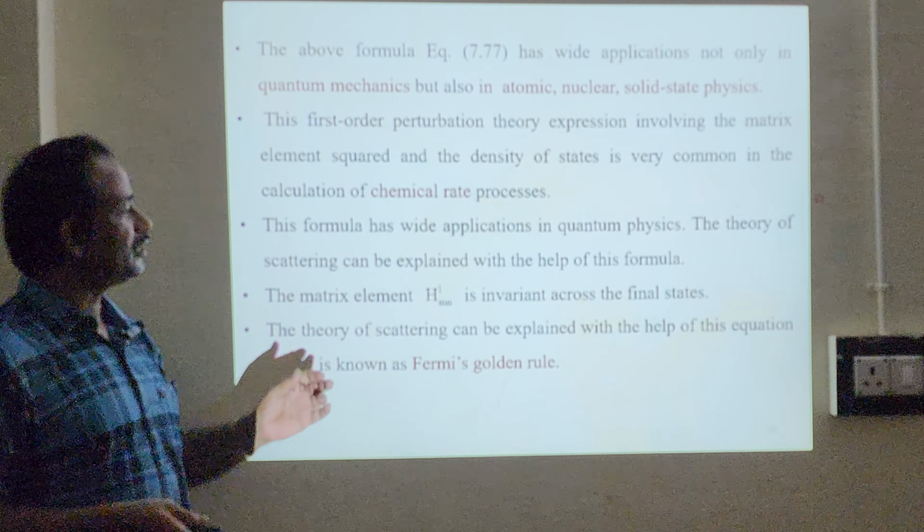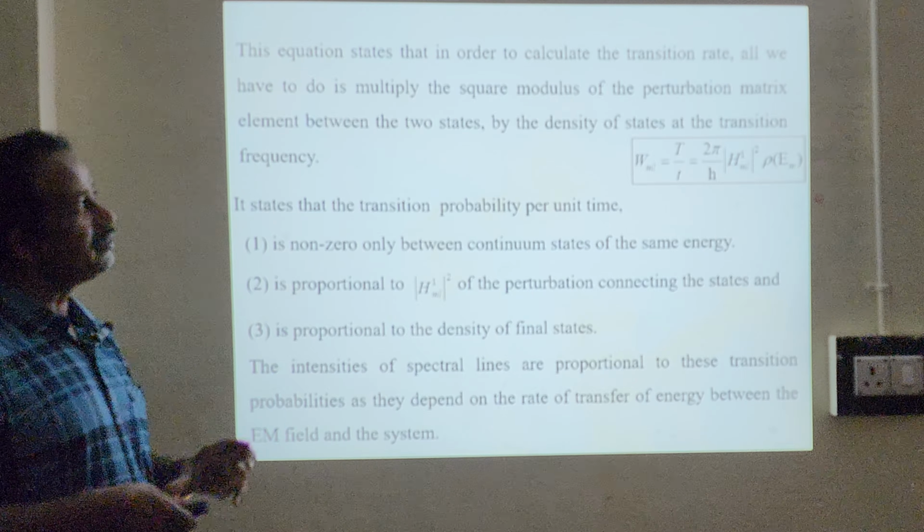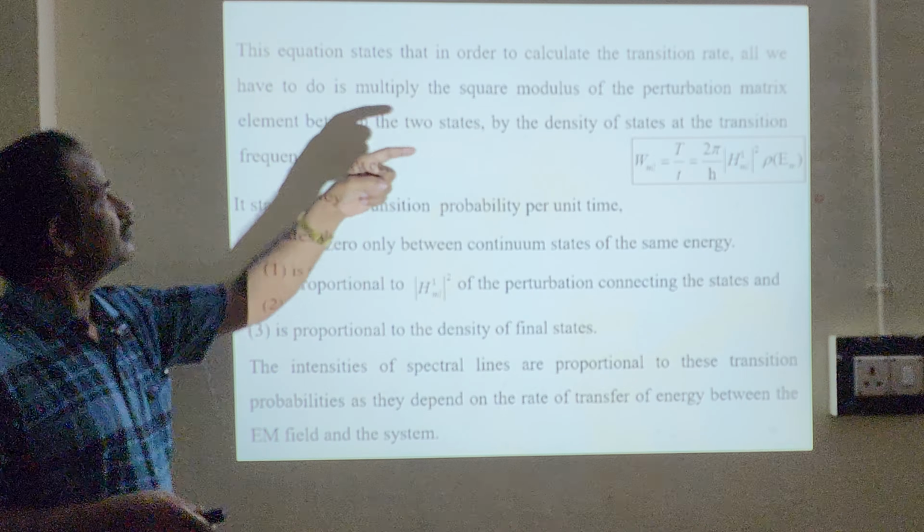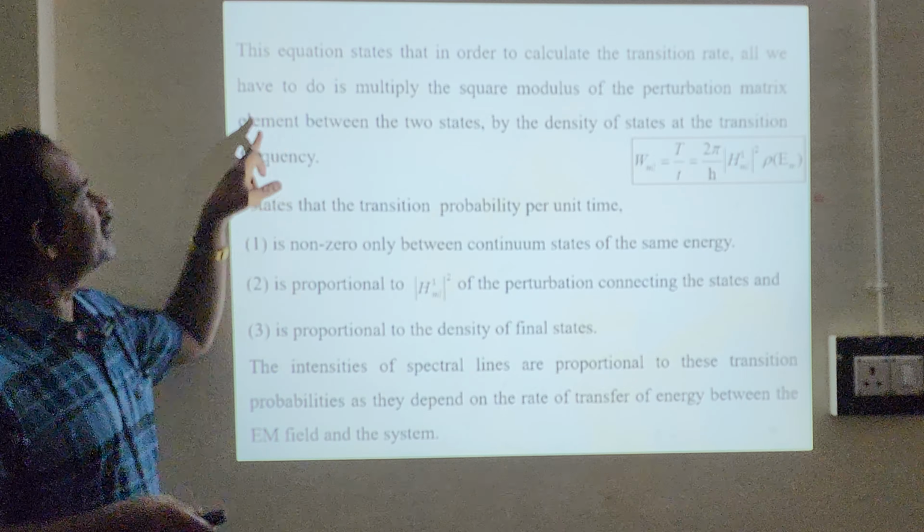The theory of scattering can be explained with the help of this equation, which is known as Fermi's Golden Rule. Okay, so I have repeated. This equation states that in order to calculate the transition rate, all we have to do is multiply the square modulus of the perturbing field term, which is nothing but the perturbation matrix element between the two states, by the density of states at the transition. We are going to square this one and multiply by this, which will give you the transition probability per unit time.